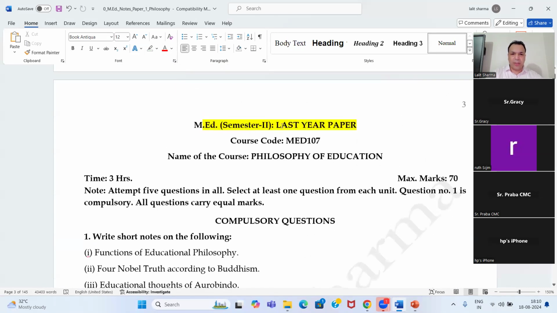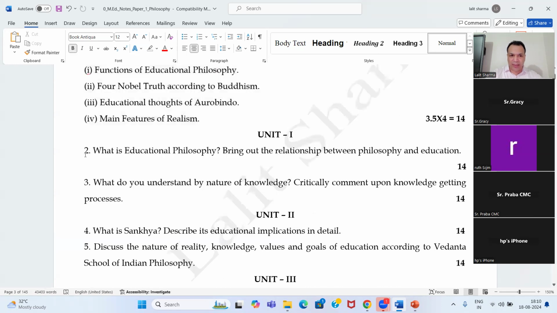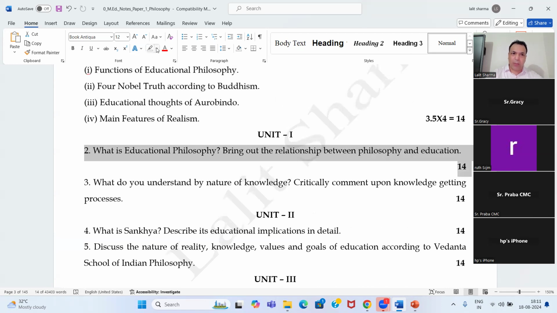Now it is, ये देखो, this is the paper, last year paper. First, compulsory questions, 4 compulsory questions come, okay, then under unit 1 this question has come. ये देखो, it is a full-fledged question, 14 marks. Now I'm going to highlight it. ये देखो आ गया ना. What is educational philosophy? Bring out the relationship between education and philosophy. We are done. First question, okay.